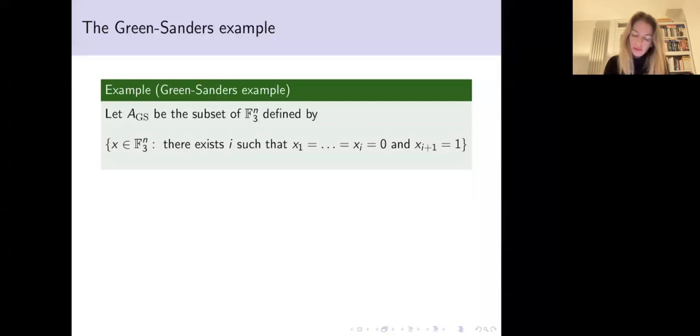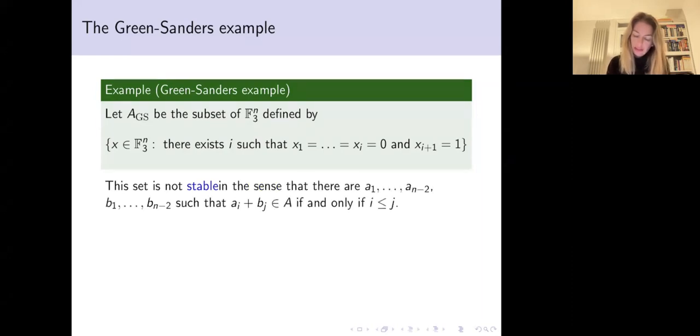So what is so bad about this set that it ruins perfect arithmetic regularity for us? Well, it turns out from a model theoretic standpoint, you have an explanation. The set is not stable, in the sense that it contains a very large order property, namely one of length n minus 2. Let me remind you what that means. It means that there are elements a1 up to a_{n-2} and b1 up to b_{n-2} in your group, such that ai plus bj is in A if and only if i is less than or equal to j.